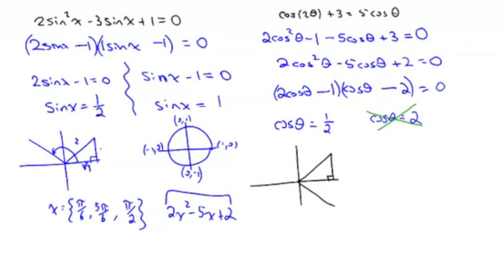How do you label the sides? Well, this side becomes 1, this side becomes 2, and this is square root of 3. So the angle is pi over 3. So theta is going to equal pi over 3. What's the other one? Five pi over 3. And that's the solution to that equation.